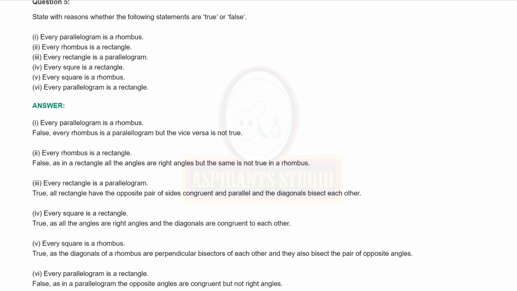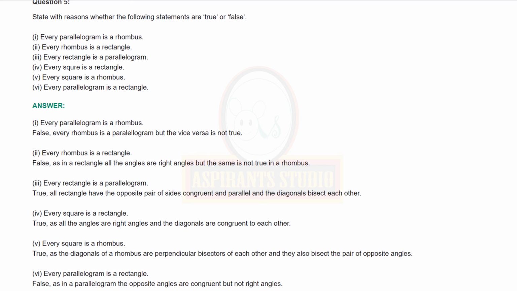Question number 5. State with reasons whether the following statements are true or false. Some statements are given. You have to state whether they are true or false, and give the reason. So, coming to the answer. First one, every parallelogram is a rhombus. Answer will be false. Every rhombus is a parallelogram, but the vice versa is not true. I have taught it in some class before. So you can write it.